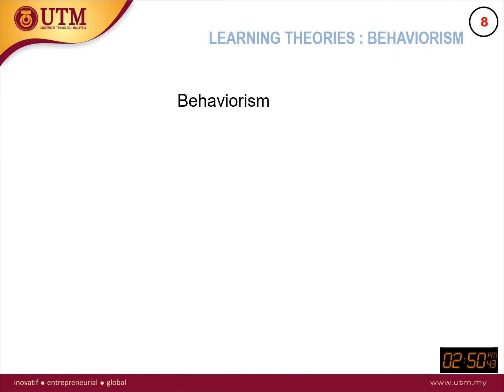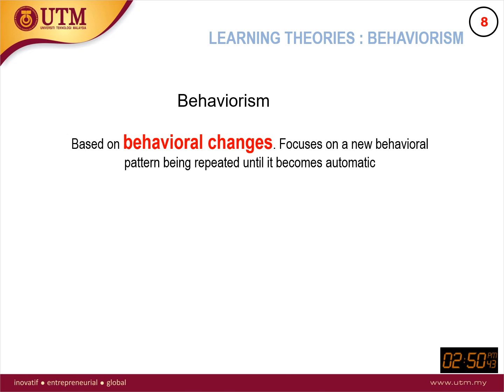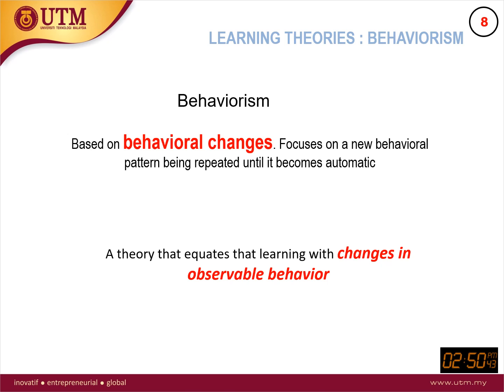Our first theory is behaviorism. When you hear the term behaviorism, what is the first thing that comes into your mind? Behavior. So this theory is all about the changes that happen upon the behavior. It's based on behavioral changes, focusing on a new behavioral pattern that is being repeated time after time until it becomes automatic. So this theory equates learning with changes in observable behavior.